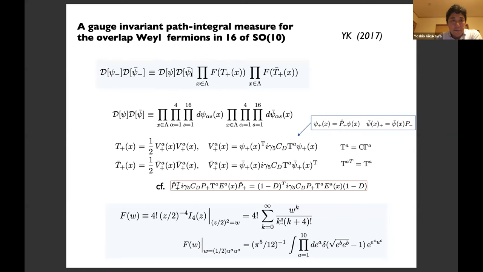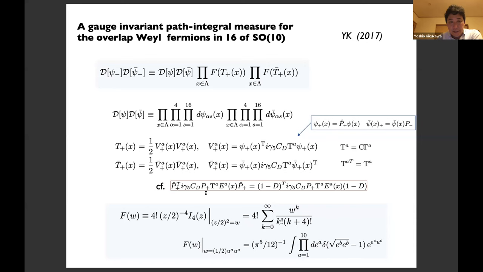Okay, so this Dirac measure is defined in the simple way here. And the T plus bar is defined by the four-fermion operator with the right-handed field defined by the Ginsparg-Wilson relation. Here we use the four-spinor notation. And if you consider the chiral overlap fermions, we usually insert the P plus operator here.